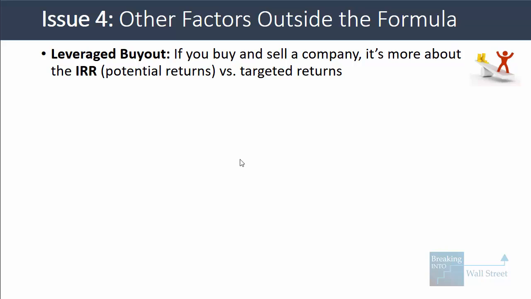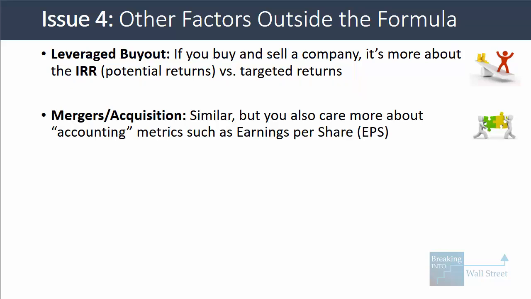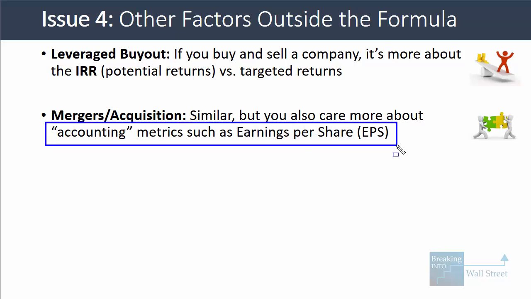It's just that you tend to focus more on the second method for evaluating a company's value in a leveraged buyout scenario, the potential returns versus the targeted or expected returns. If you're looking at a merger or acquisition, it's similar. You could look at the IRR versus the targeted or expected returns, or the company's own internal WACC, for example, but you also care a bit more about accounting-based metrics such as earnings per share.